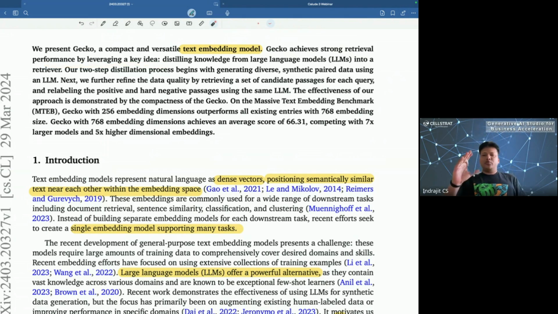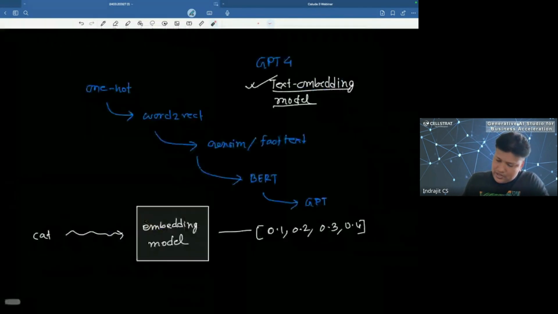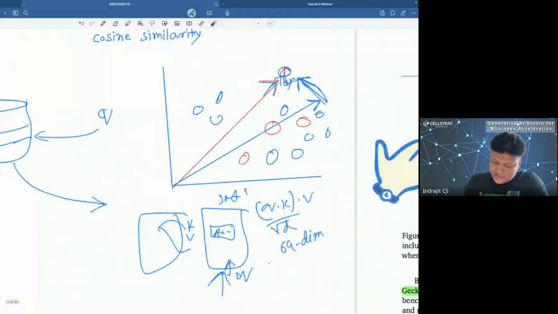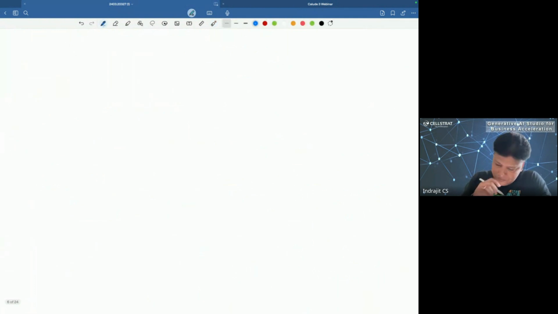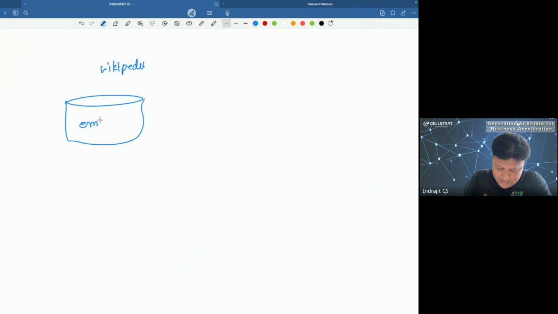I forgot to tell one more thing here. When we created word2vec, we took all the data from Wikipedia. Now you tell me, when we are talking about cosine similarity and trying to match the context, if I have an embedding model that is trained with Wikipedia data. All right, so this is an embedding model, let's say, and this is trained on Wikipedia data.